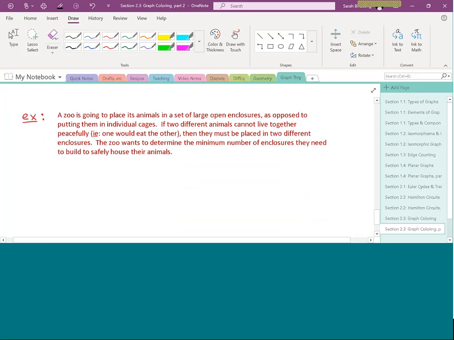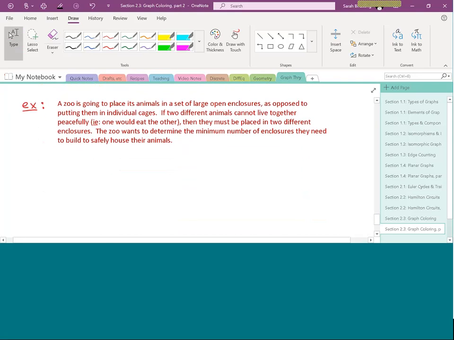So this next example is an example where you would use colorings specifically to help you solve a problem. Okay, so this example I shamelessly stole from one of the exercises in your textbook and then updated it because it was dumb the way it was written. Okay, so here's what it's got.